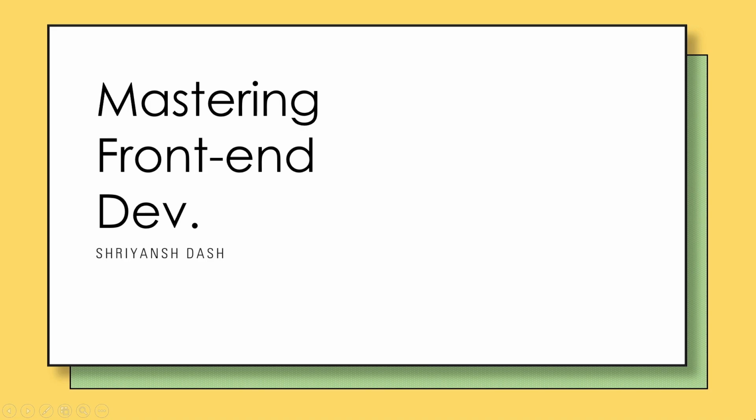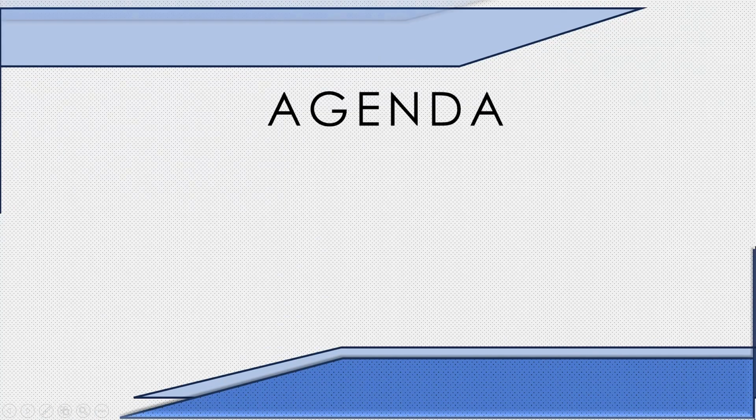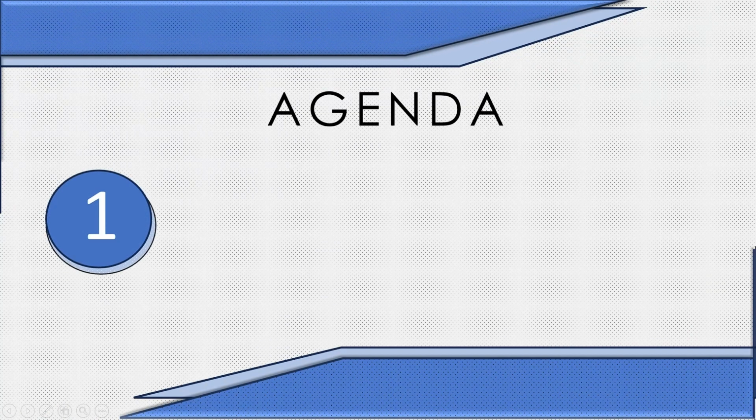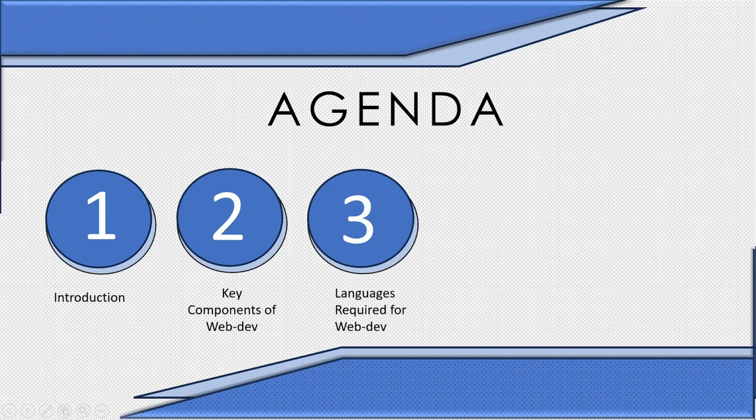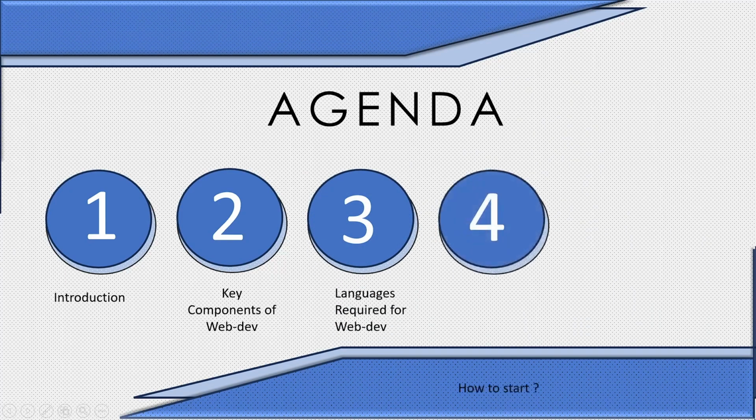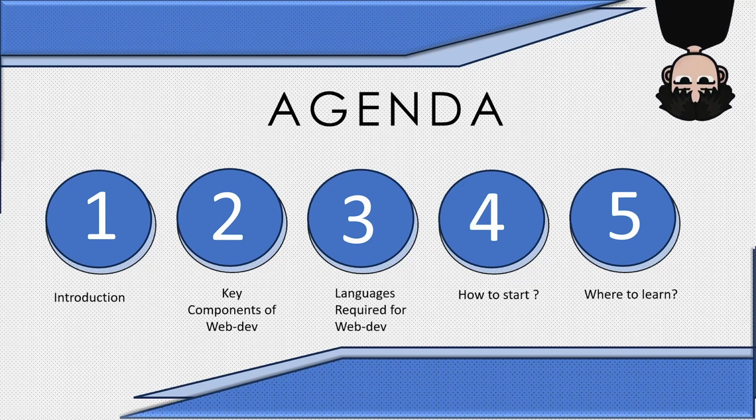This is a PPT designed by me to help you understand mastering front-end development. Starting from our agenda, we're going to discuss the introduction. I'm going to explain the basics of web development, and then we'll talk about the key components of web development, the languages required for web development, and how to start. The how to start part is going to be a roadmap for you, and where to learn is a bonus, as I'm going to give many links to websites through which you can learn. Then heading on to our next page, the introduction.